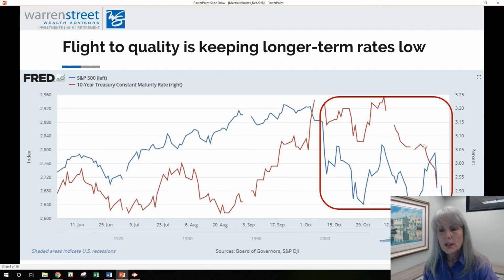On the long term, these rates, this is the 10-year treasuries on the red line here, and the S&P 500 is on the blue line here. Those longer term rates respond to supply and demand. They don't respond to the Fed. It's the willingness of borrowers and lenders to make an arrangement.